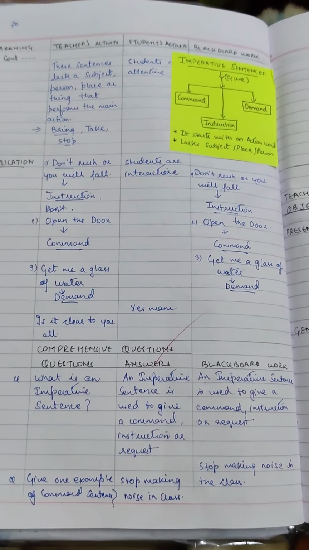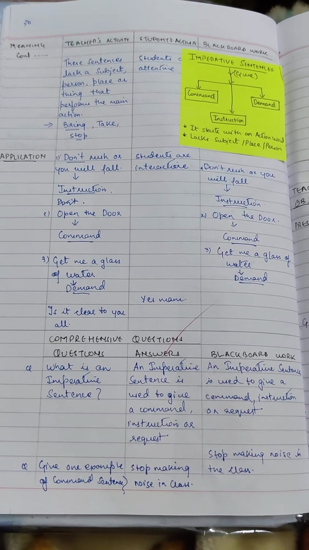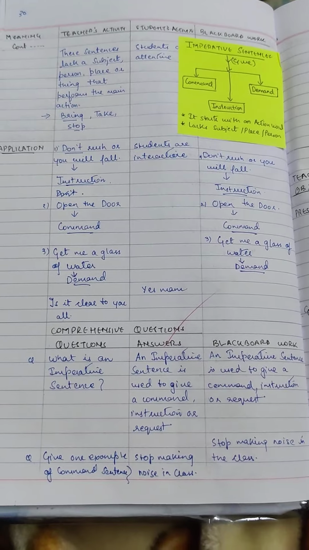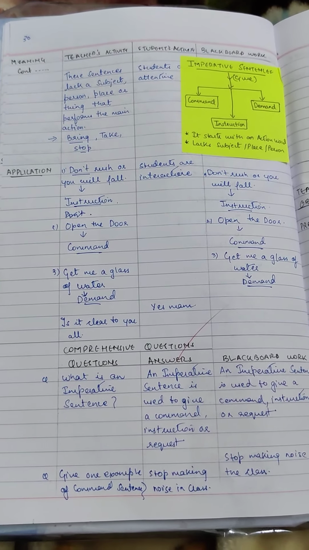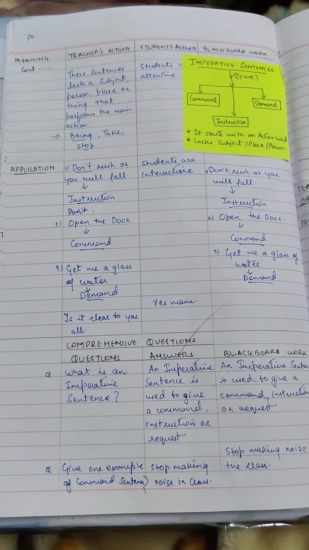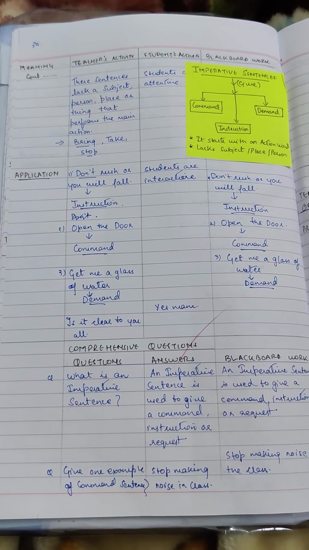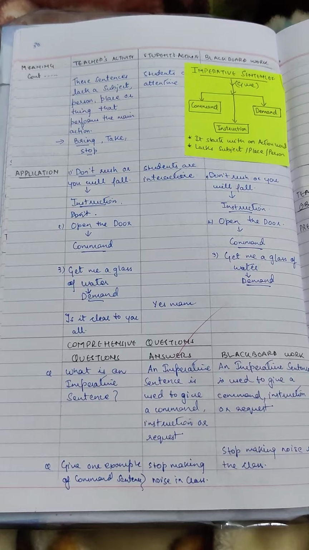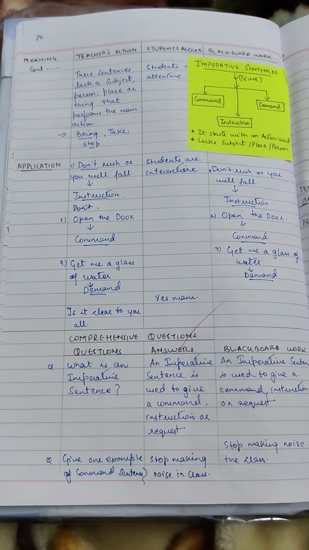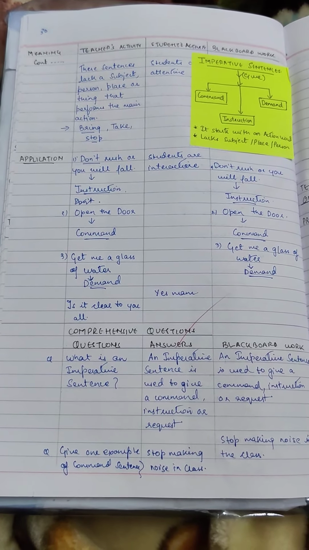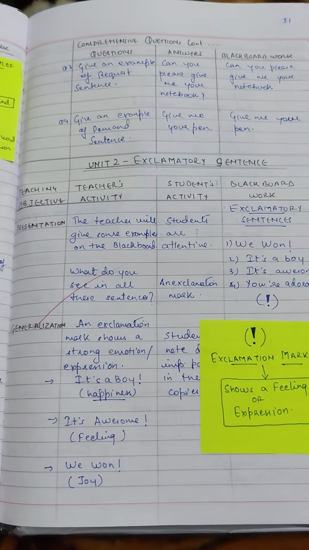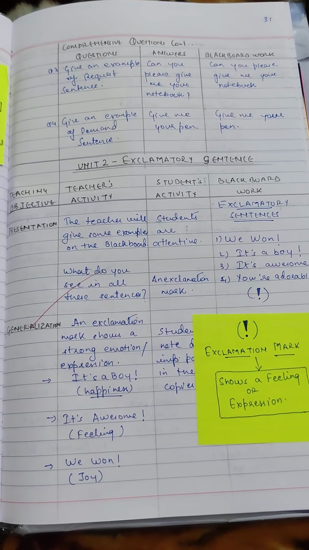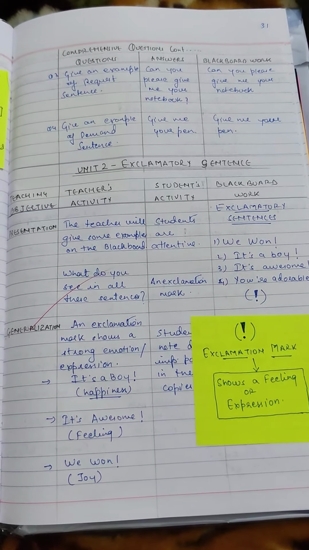Then comes the blackboard work, as I've explained. Imperative sentences give either a command, demand, or instructions. Then is the application part. Then the comprehensive questions will come for the first unit. After this, we will start with the second unit.